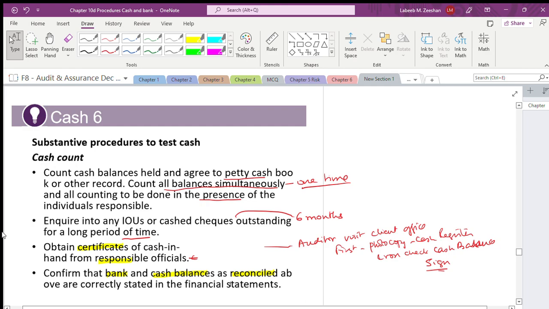Whenever you are doing these things, it has to be done simultaneously, at one time. All counting has to be done. Any IOUs or uncashed checks should be shown and taken into consideration. Obtain certificates from the responsible officers, and you should reconcile the bank and cash balances.